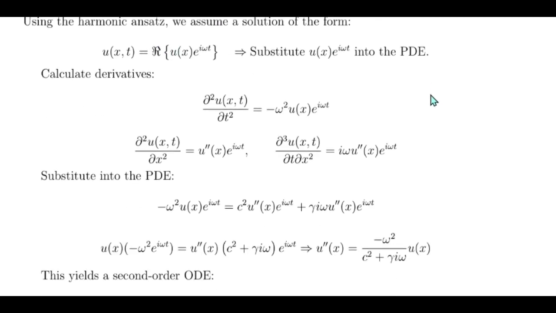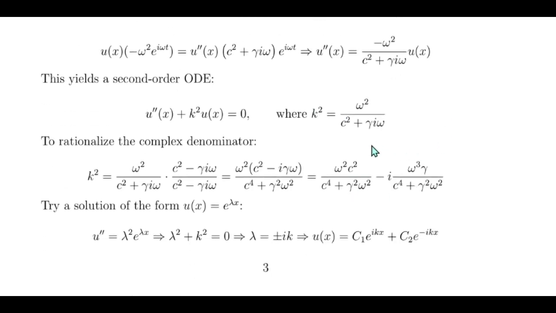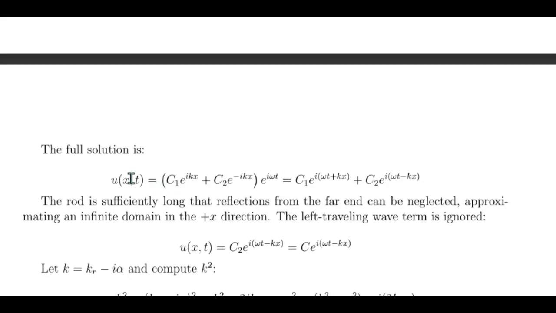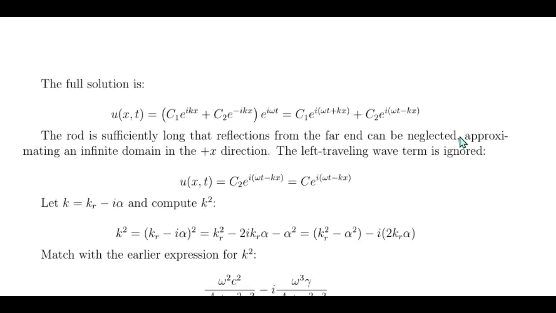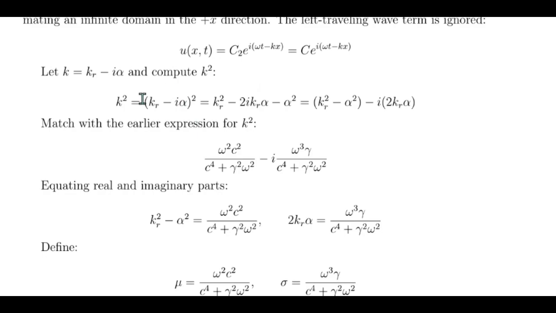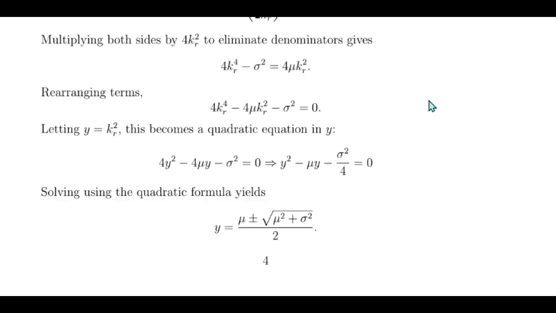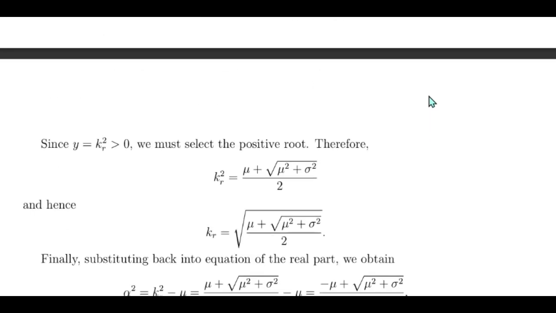the following term. We substitute this term into the PDE, yielding a second order ordinary differential equation where the rest of our coefficients can be simplified to a term k squared, which is a complex number. We get the solution for our ordinary differential equation, and rather than trying to find the square root of a complex number, we instead set that complex number equal to a term k_r plus i alpha, where k_r is the real term and alpha is the imaginary term. We find the square of that, and by doing this, we can instead use substitution, the quadratic formula, and various other algebraic methods to gain our terms.